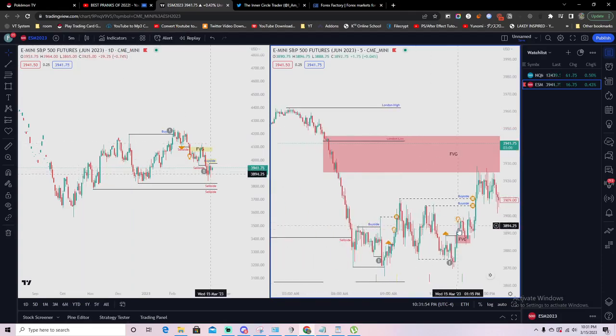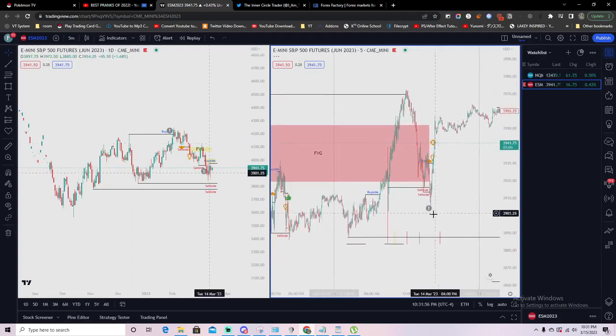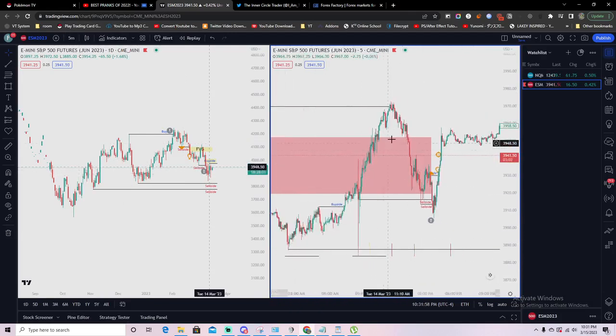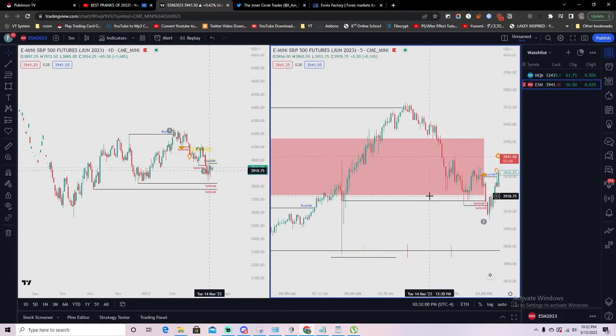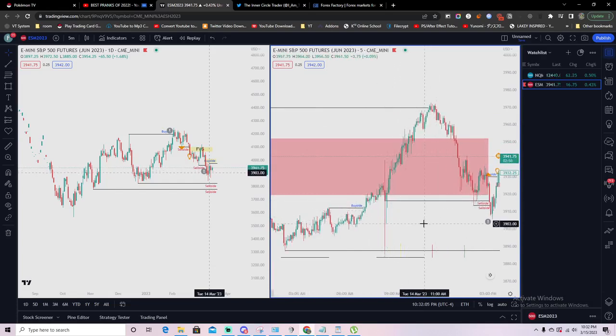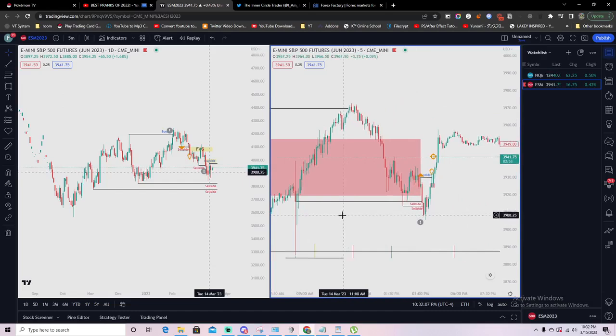So we're just gonna go ahead and drop straight to the 5-minute. Then we can see the setup. So we had this very big move here. Now this is something that is kind of a stretch, and obviously we're looking for something specific. We're not looking to force anything.